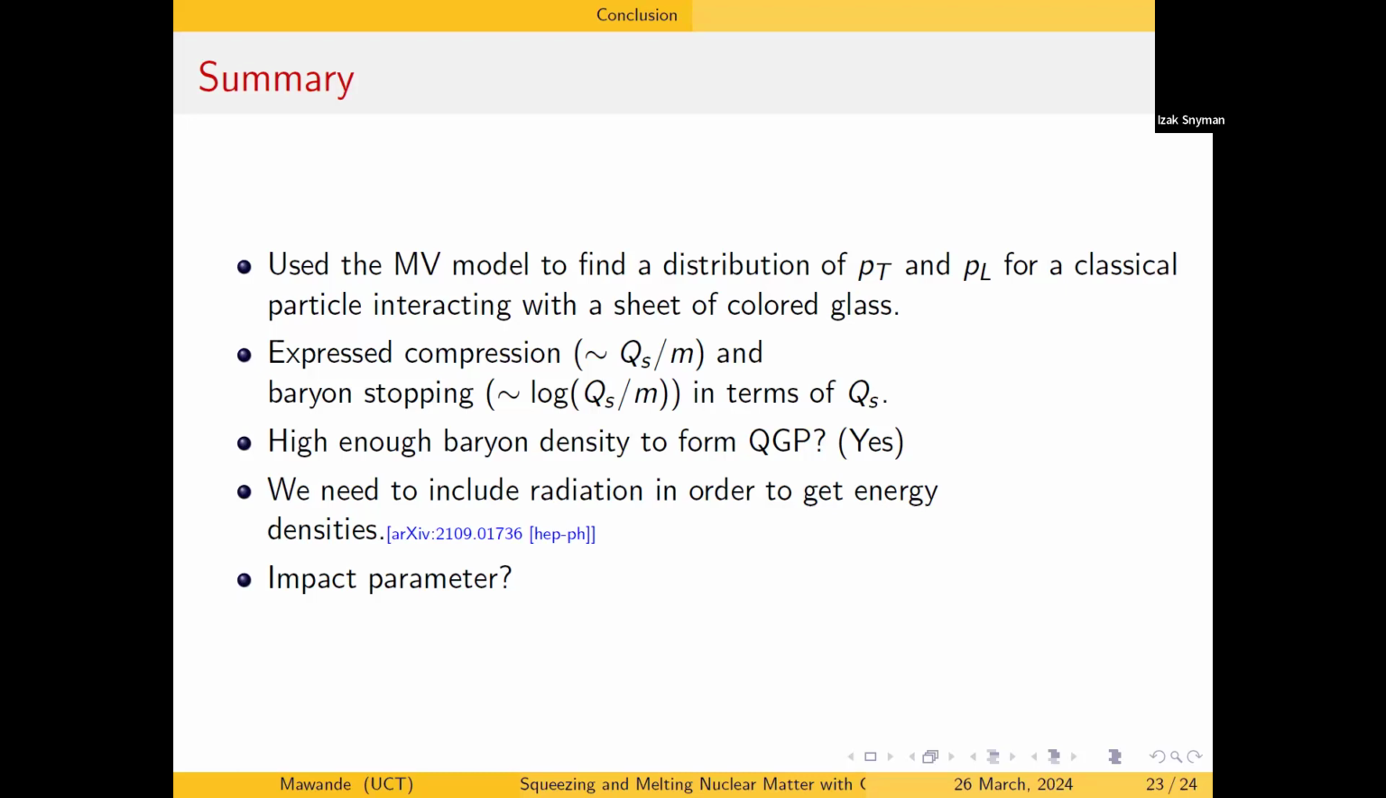Maybe I'll ask a warm-up question. So we use this MV model. Part of the reason we were working together is you're more of an expert on the color glass condensate. Because I remember this caused a lot of simplification, right? It's quadratic, it's like this exponential, and it's very simple, and you can do a lot of analytics.